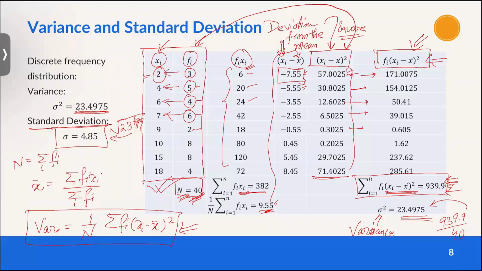And you see only these two columns, which I have drawn in a rectangle, will be given in your exams. You will have to calculate everything else. So you should remember the first row of this table. How will we do it? The first element will be xi, the next cell will be fi, the next will be fi xi, the next will be xi minus x bar, the next will be xi minus x bar whole squared, and then fi times xi minus x bar whole squared.